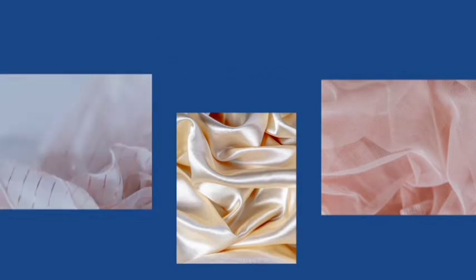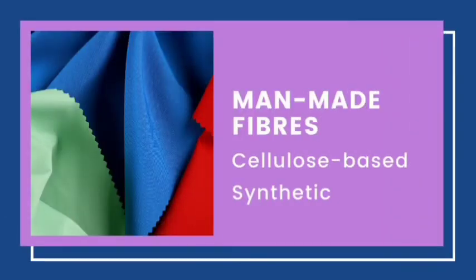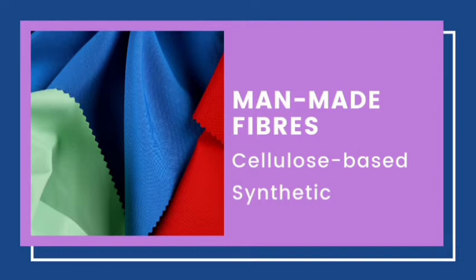Next, we are going to be discussing man-made fibers. Man-made fibers are also known as synthetic or artificial fibers. These fibers are those made by man from mixing various chemicals and other materials such as petroleum byproducts, wood pulps, and coal derivatives to make fibers. They can be classified into cellulose-based fibers and synthetic fibers.